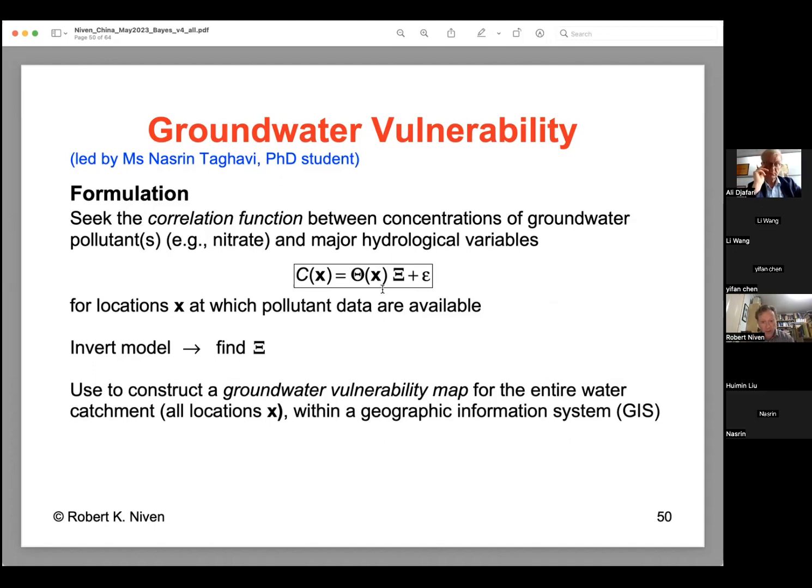But then, having solved our inverse problem and got our matrix psi, we can then use that to construct a groundwater vulnerability map for the entire water catchment, even at locations at which the nitrate has not been measured. So it's basically a risk map or a vulnerability map of what is the likely nitrate concentration throughout an entire aquifer. And this can be done within a geographical information system, which is a very nice environment. And so we're handling spatial data in a very natural way.